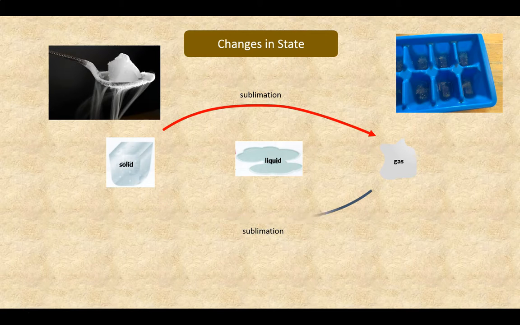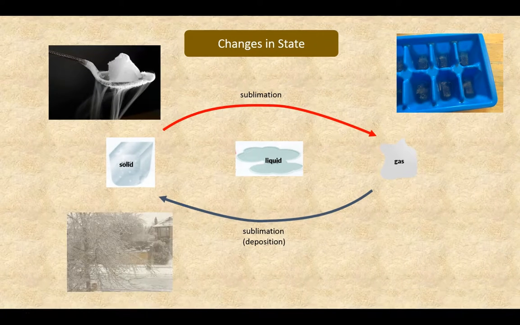Now let's look at the reverse, gas to solid. This is called sublimation again. The 2 sublimations are both similar in that they pass over the liquid state. Sometimes this form of sublimation is referred to as deposition, because the gas will deposit itself as a solid on the surface. One example is the frost which forms on trees.